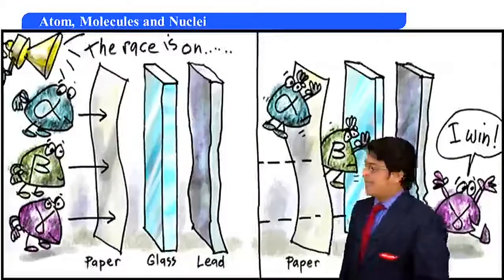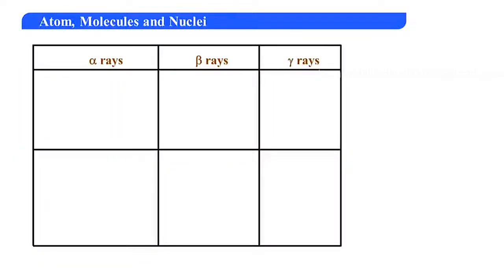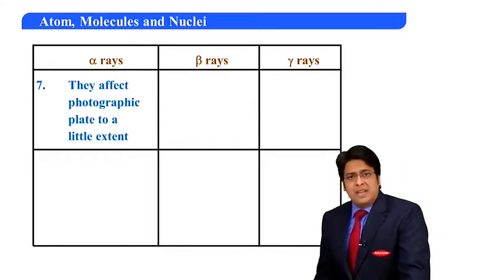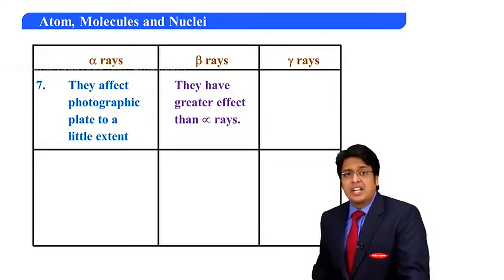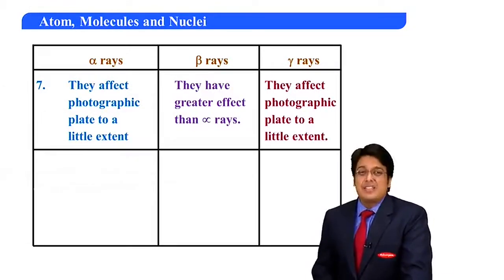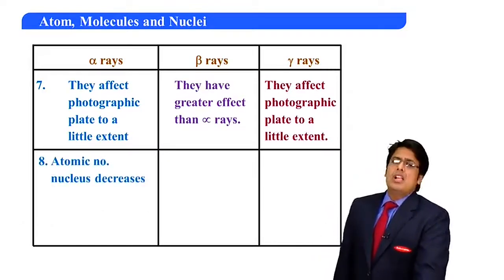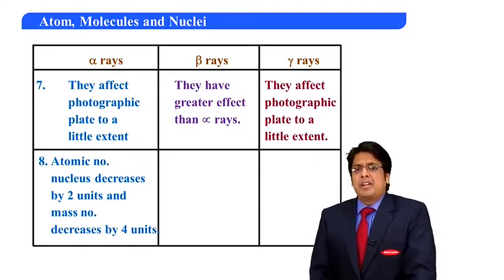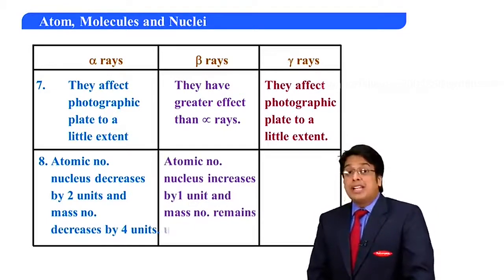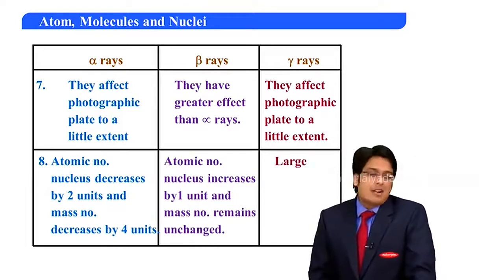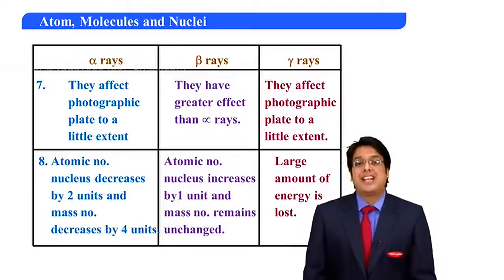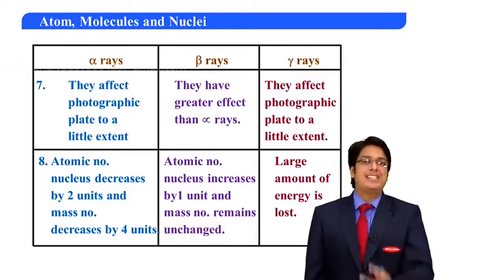Now, the whole idea is that they affect photographic plates. Alpha rays have a greater effect, while gamma rays affect photographic plates to a little extent. Last but not least, in alpha decay the atomic number decreases by 2 units and the mass number decreases by 4 units. In beta decay the atomic number increases by 1 and the mass number remains the same. So that's where we understand the entire idea of the properties of radioactivity.